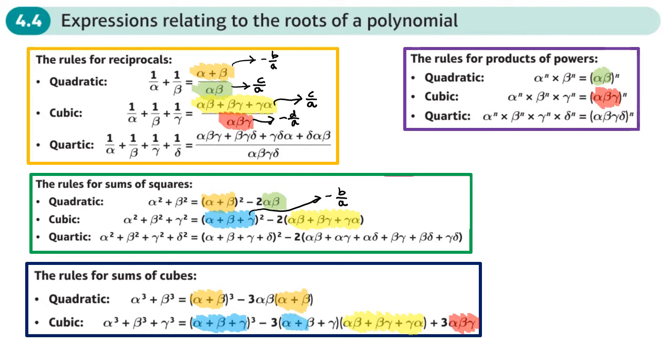Oh, I missed one out. Alpha plus beta plus gamma. And I also missed out alpha beta. So that's there as well. So the only thing left is the quartics.